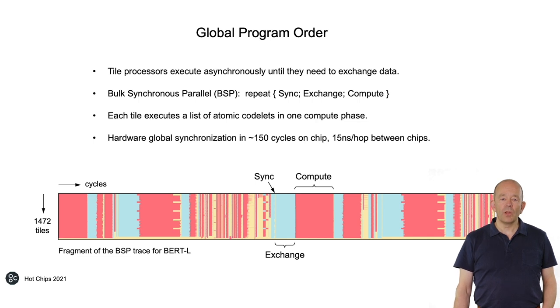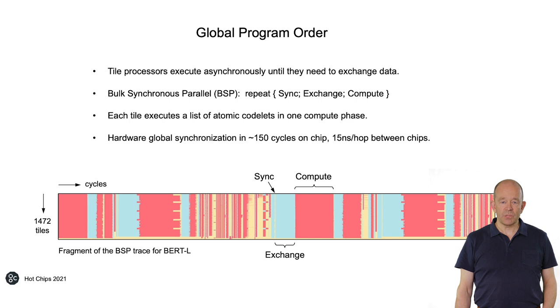Let's look at how global program order is maintained across this assembly of many independent processor tiles. I referred earlier to BSP, Bulk Synchronous Parallel Execution, as part of the IPU hardware abstraction. The graphic here shows each of the 1,472 tiles on one chip moving between the three phases of BSP. The yellow indicates tiles waiting for global synchronization.